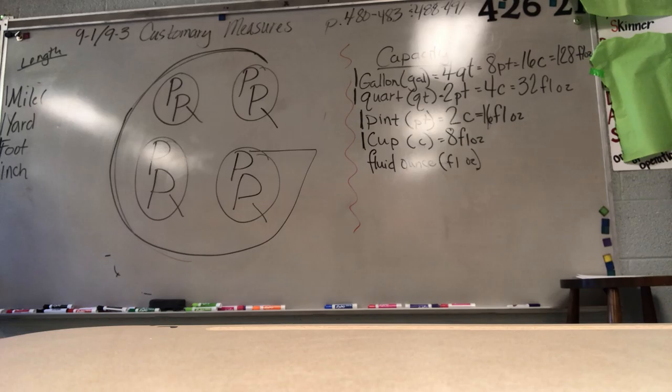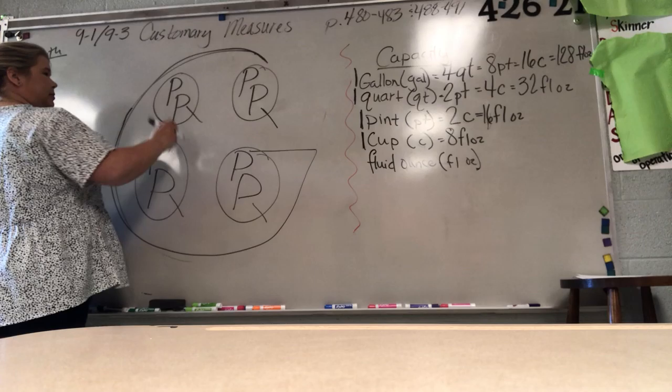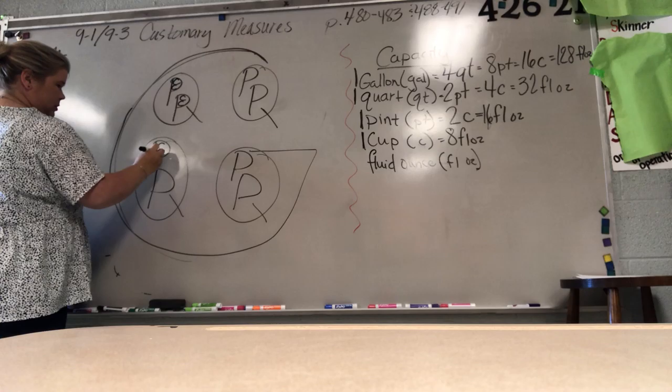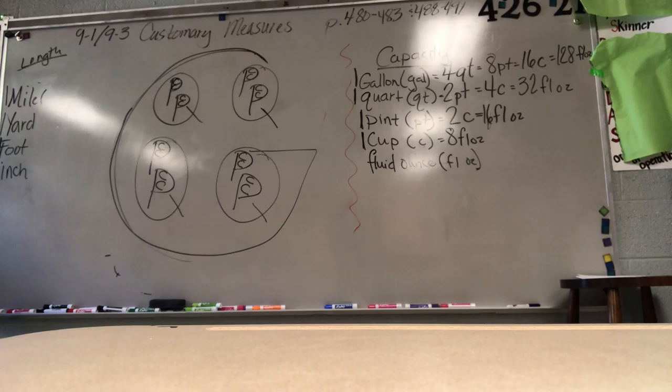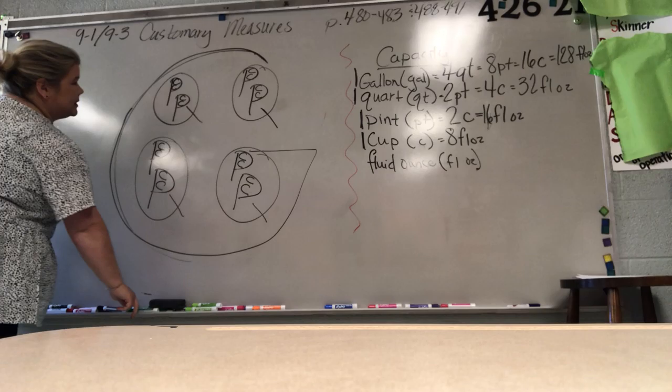So, there's 2 pints in each quart. How many cups are in each pint? That's 2. So there are 2 cups per pint. Therefore, there are 4 cups per quart. Therefore, there are 8 cups in a half a gallon, so there's 16 cups in a whole gallon. Now, what I do is I'm going to put little bitty eights inside the C's because that's going to represent my 8 fluid ounces.